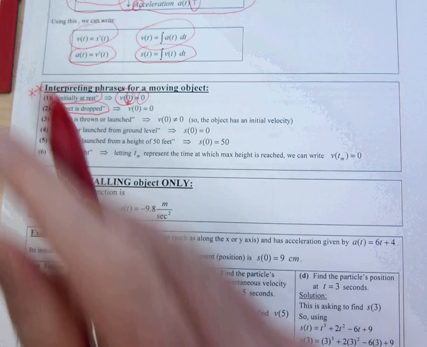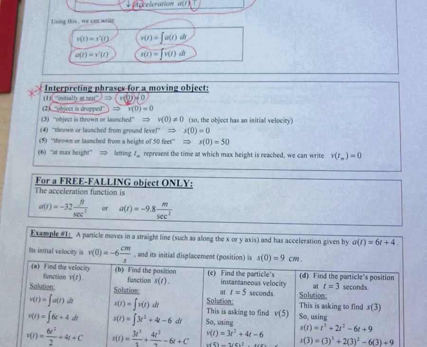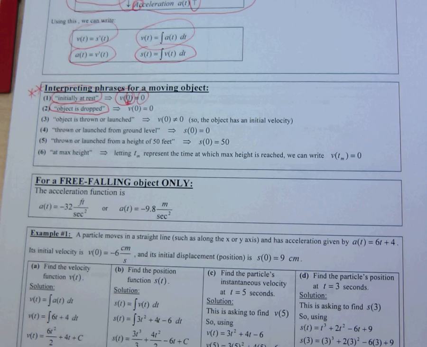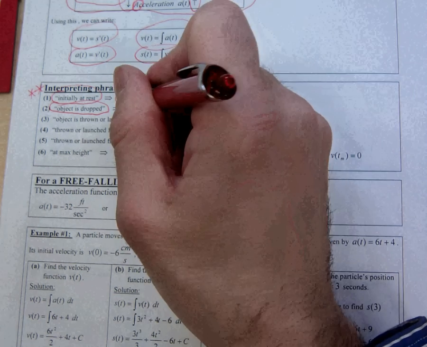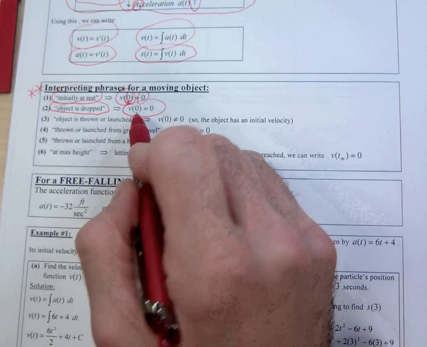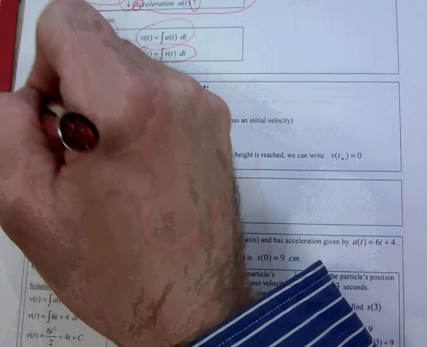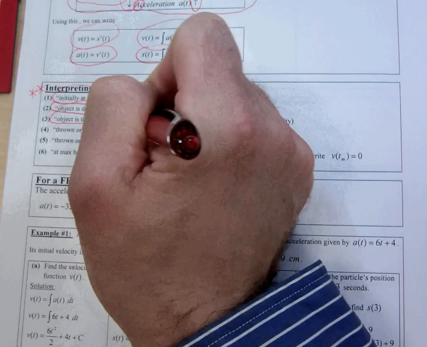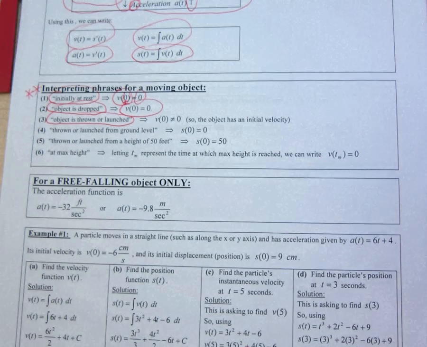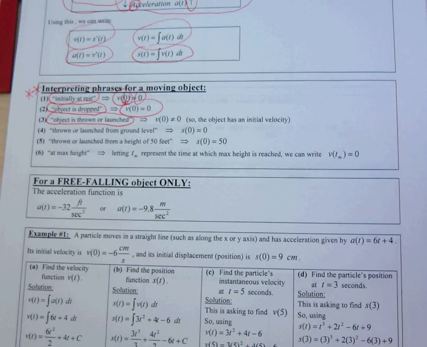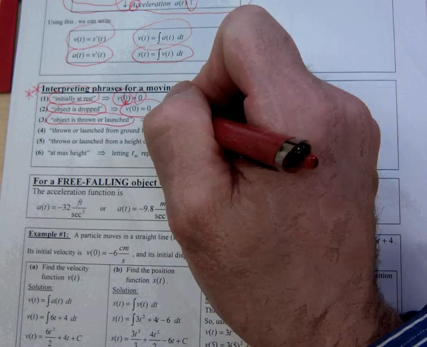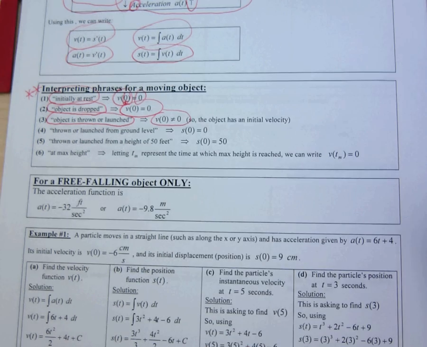What about if an object is dropped? Well, if it's being dropped, then at the beginning you're holding it still, aren't you? So again, can't you also write in that case that the velocity at the beginning, in other words, at time equals 0, is 0? With me? Okay, what about if a word problem talks about an object being thrown or launched? Is the initial velocity going to be 0 in that problem? No. It'll be some other velocity that they'll either give you or ask you to find. But it's not going to be 0.